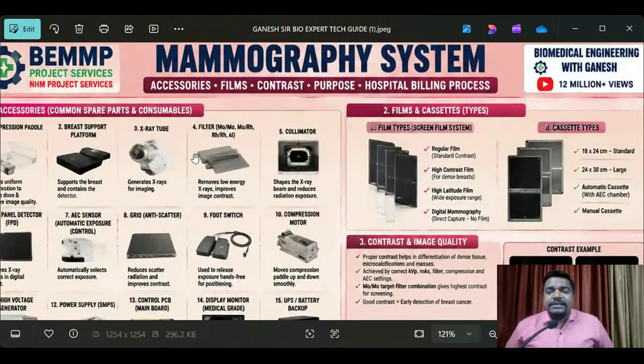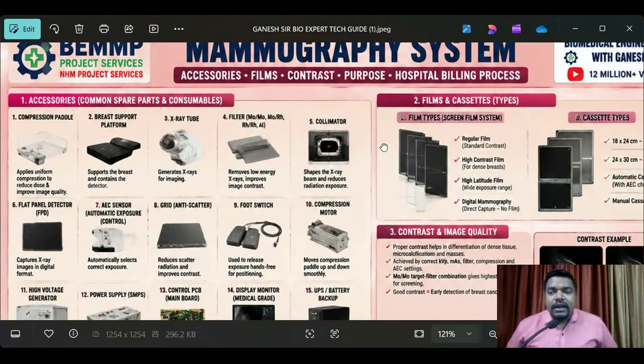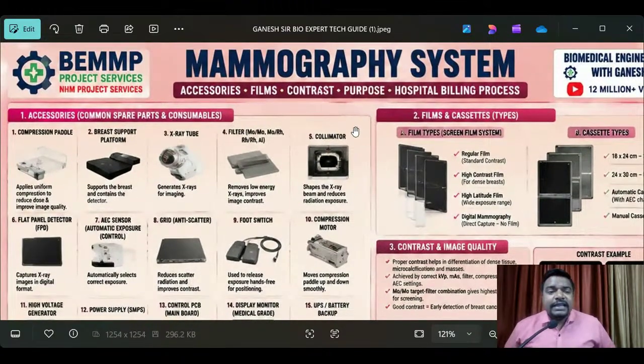That's why, slide presentation wise, without confusion, I'm going to give the clarifications about the mammography purpose, and I hope you got it. Now see here, my target here: mammography systems, accessories, film, contrast, purpose, hospital billing, everything I want to show you. As a biomedical engineer you should practice these things, you should learn, and you should be proactive, right? Yes, come on.